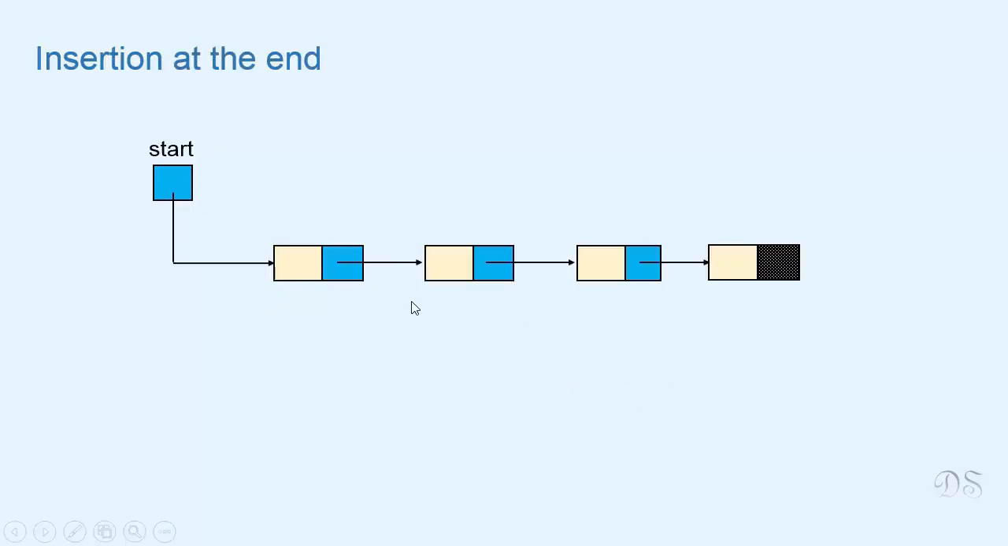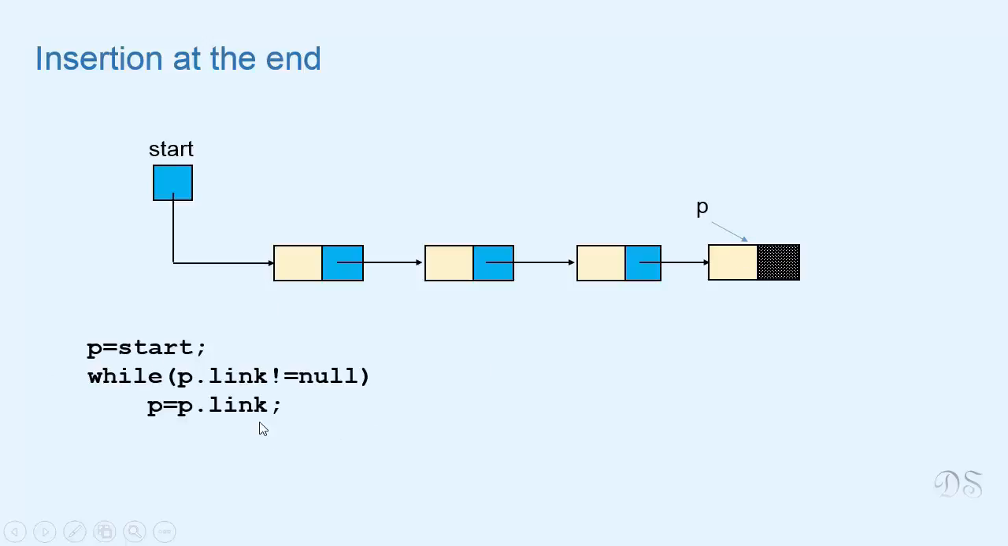Now let's see how we can insert a new node at the end of the list. For this we need a reference to the last node of the list. We've already seen how we can find reference to the last node of the list. After finding this reference, we allocate this new node. Now link part of this node should refer to this node. So we write p link is equal to temp and so this new node is inserted at the end of the list.